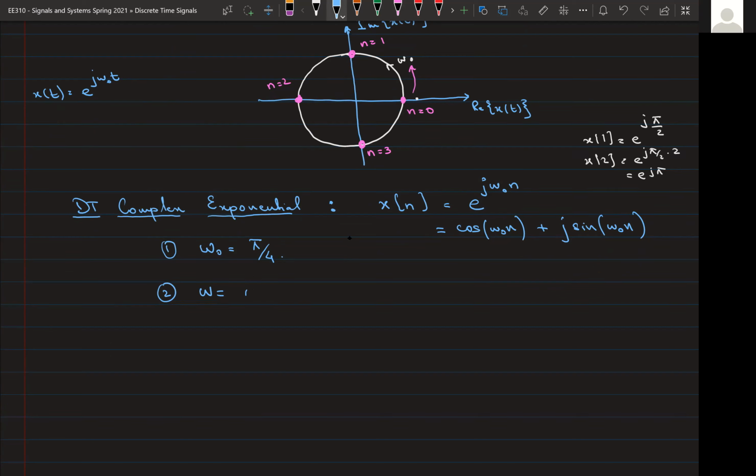Sir, in this you took omega naught as pi by 4, pi by 2? Thank you. That's actually pi by 2. Thank you, Hamza. I mean, somebody should have pointed this out before.